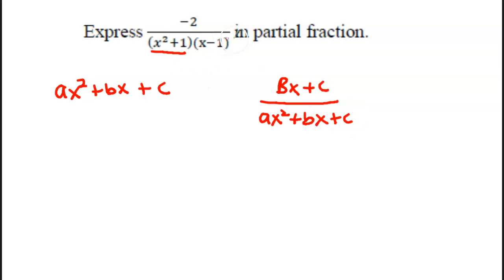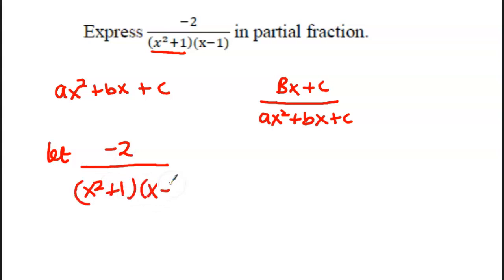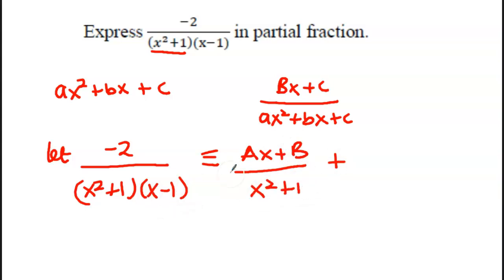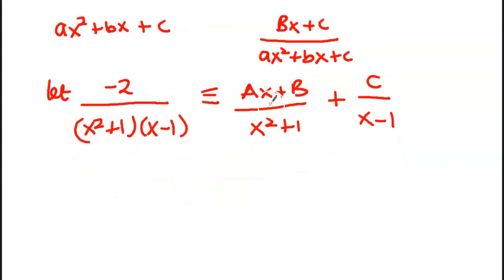So let's see. Already we know how to write a partial fraction decomposition for a linear term. So let minus 2 over x squared plus 1, x minus 1 be equivalent to, for the quadratic factor which cannot be factorized, ax plus b over x squared plus 1, plus, for the linear factor, c over x minus 1. So we are going to find the constants a, b, and c.